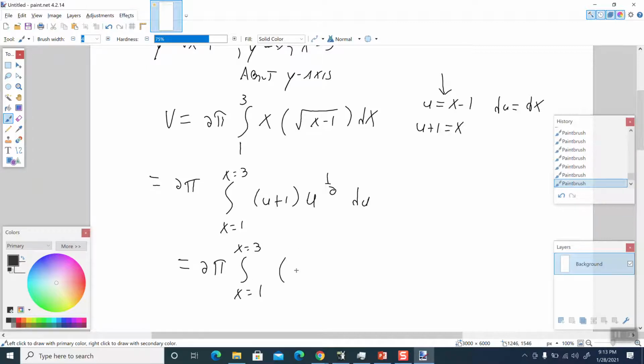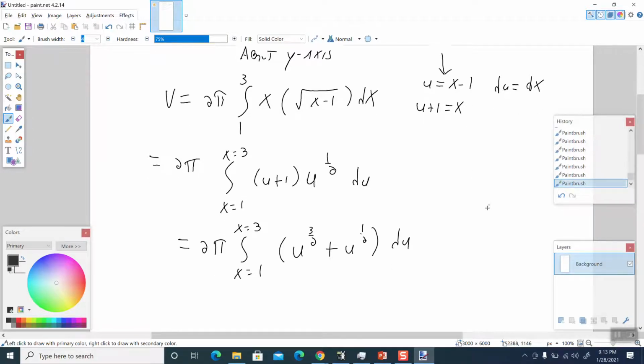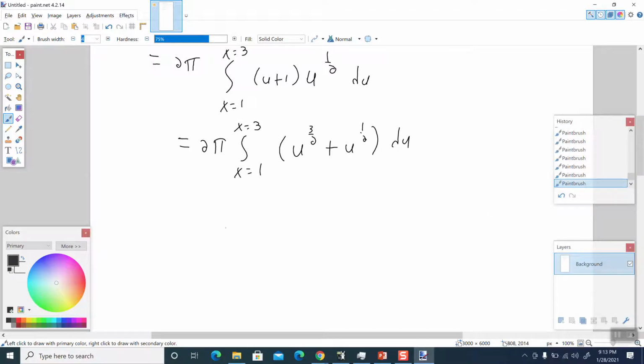So then multiply that through. u to the first times u to the half gives you u to the 3/2. 1 times u to the 1/2, u to the 1/2, du. Add 1 to your power, divide by your new power. So that gives me 2/5 u to the 5/2 plus 2/3 u to the 3/2 from x equals 1 to x equals 3.